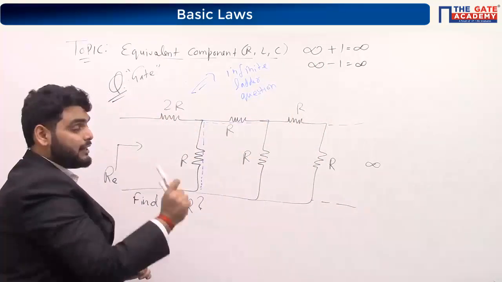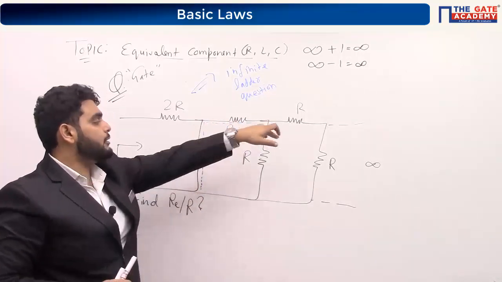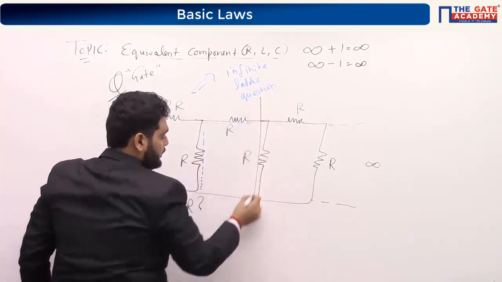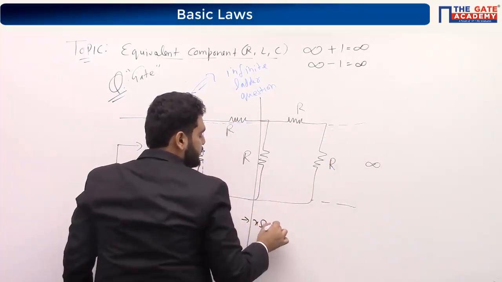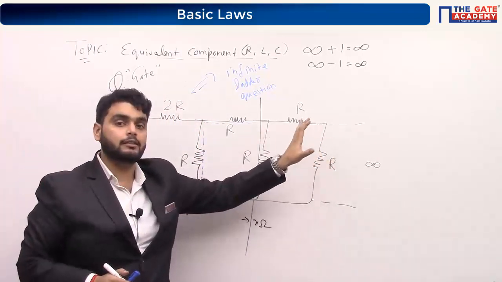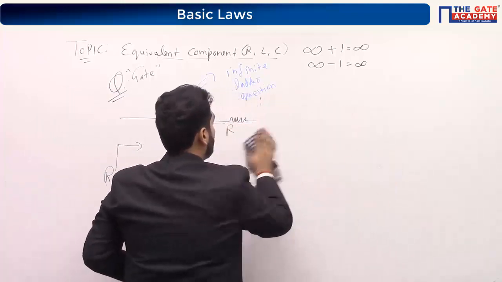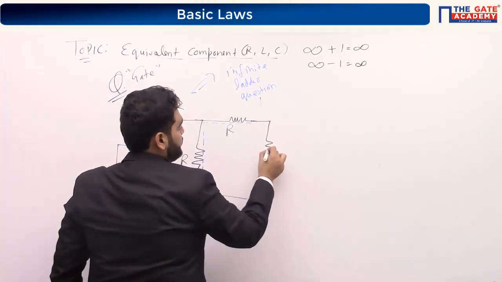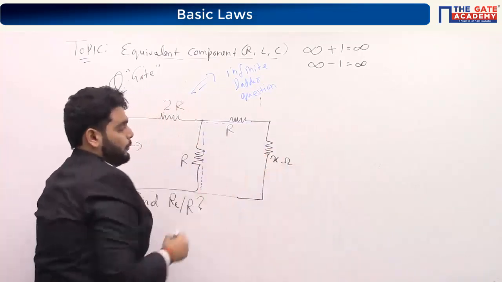Now see here, the first step is to identify which branch is repeating. We have identified that this branch is repeating infinite times. Now for this whole portion, I am assuming the resistance is X ohm. So now I can remove the whole part and put here the resistance X ohm that I have assumed.